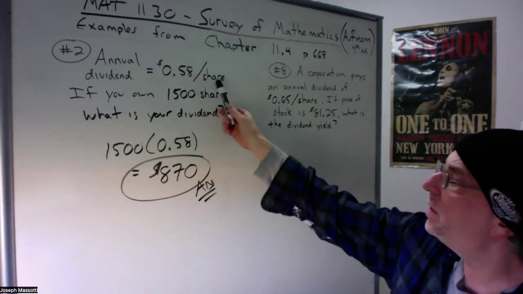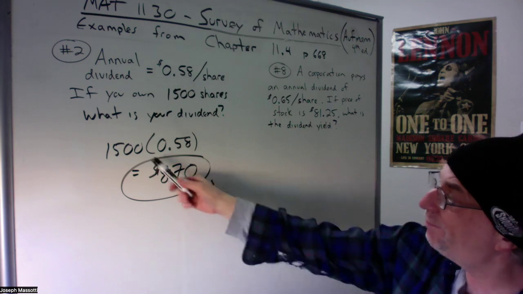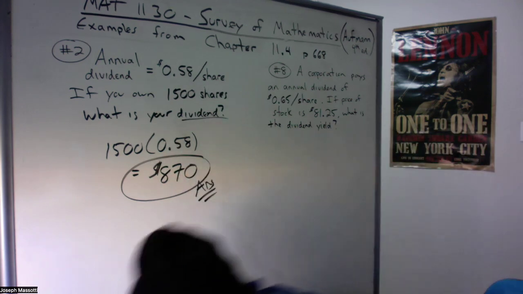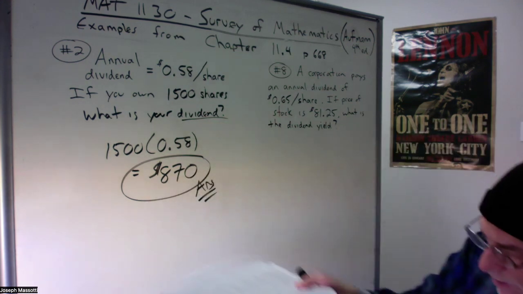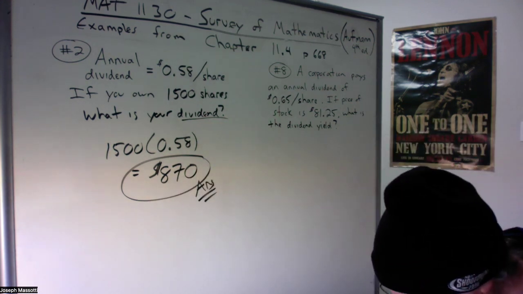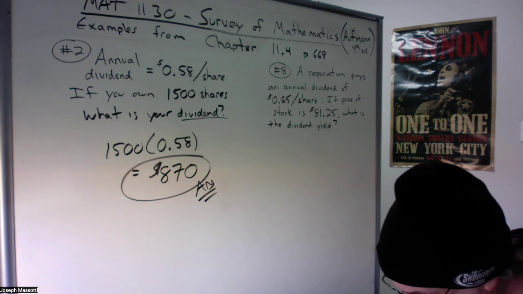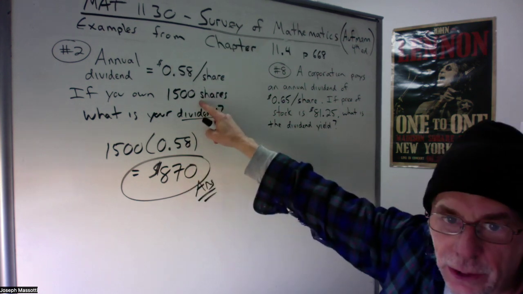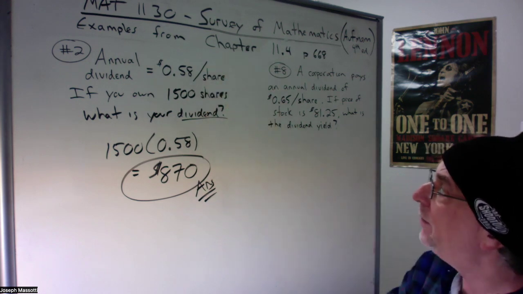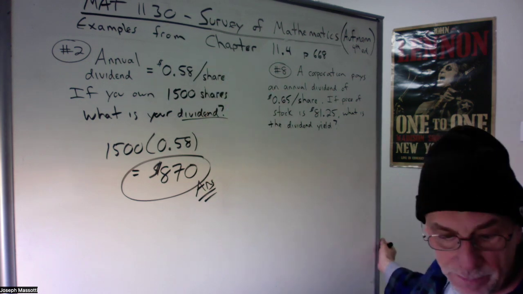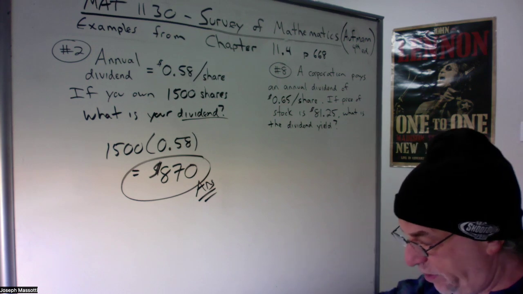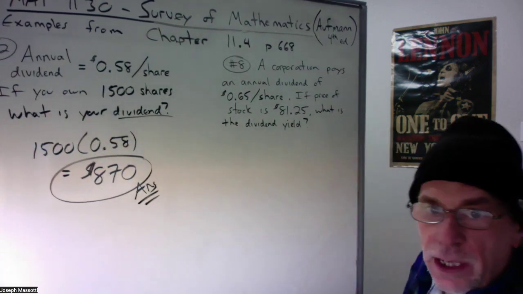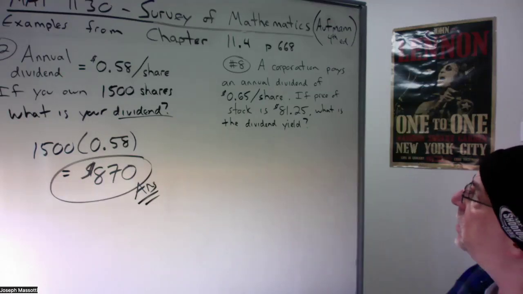That is your answer for number 2. All right, so if it's 58 cents a share and you have 1,500 shares, well, there you go. That's going to be your dividend. Pretty straightforward stuff. This is the dividends paid to a shareholder who owns 1,500 shares if the annual dividend is 58 cents per share.